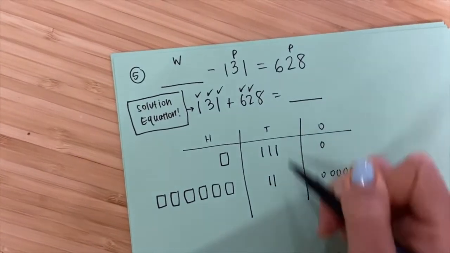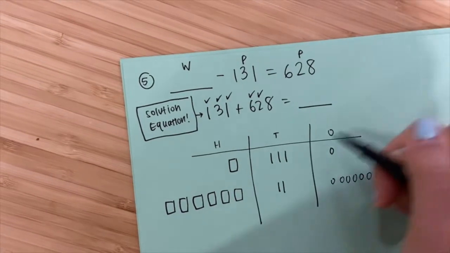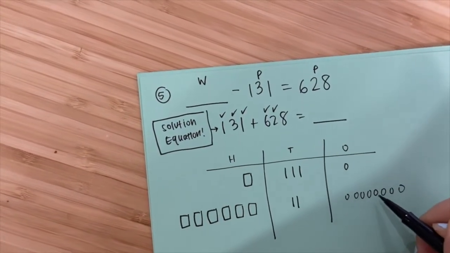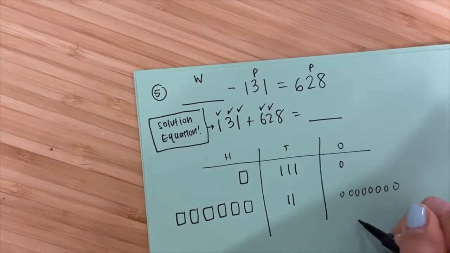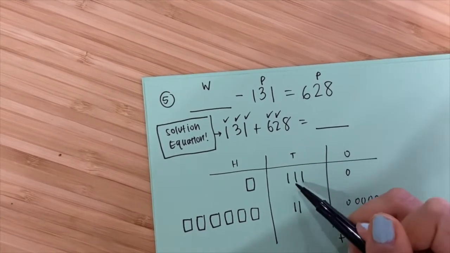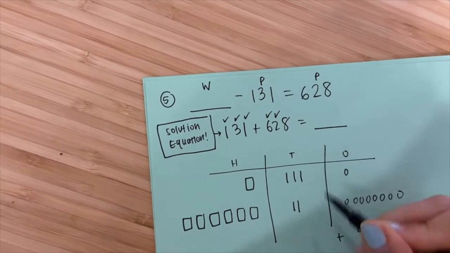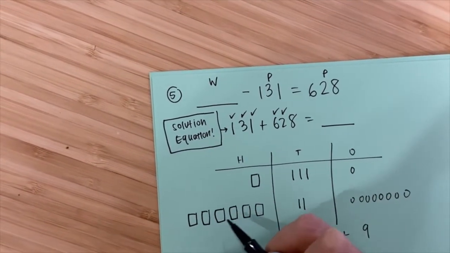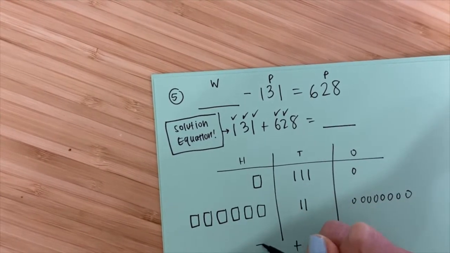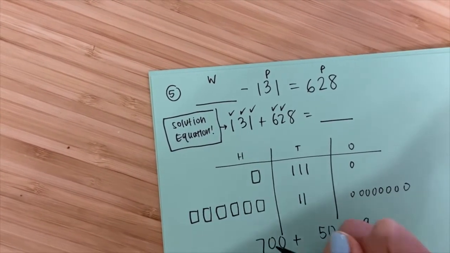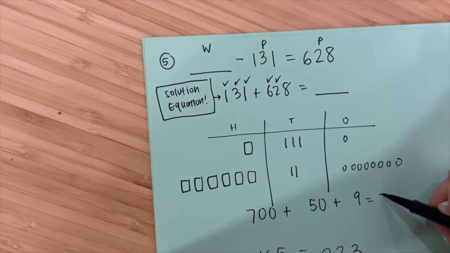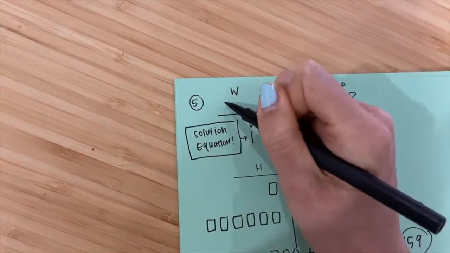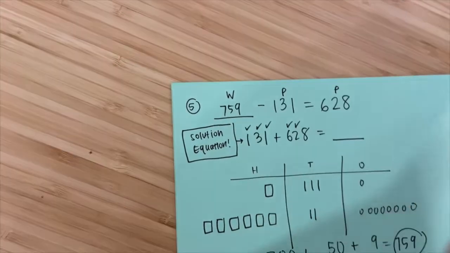Now I need to add my ones first. Always, always, always add your ones first. 9 ones. Plus 10, 20, 30, 40, 50. Plus 7 hundreds, but not just 7, 700. 700 plus 50 plus 9 equals 759. And I'm going to put my answer back in the blank, 759.